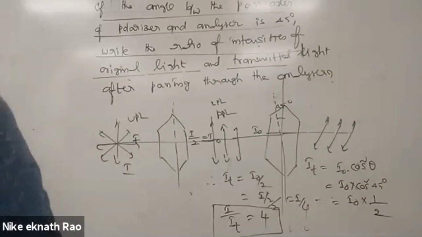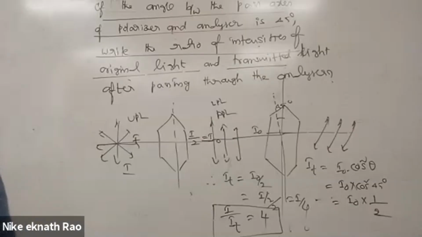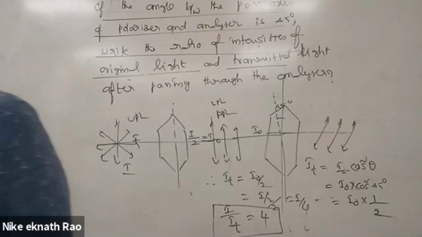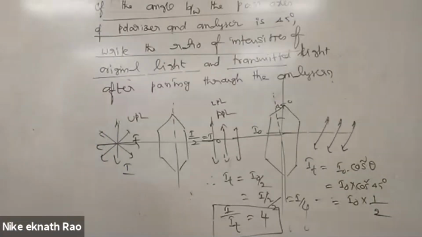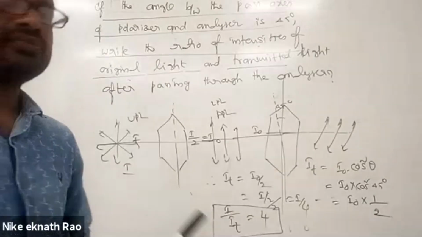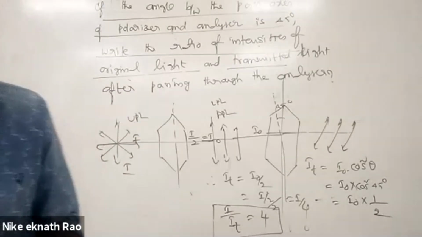Here, the intensity of transmitted light after passing through the first polarizer will be I naught by 2. Next, the intensity depends on the angle between the two pass axes. Keep that in mind.